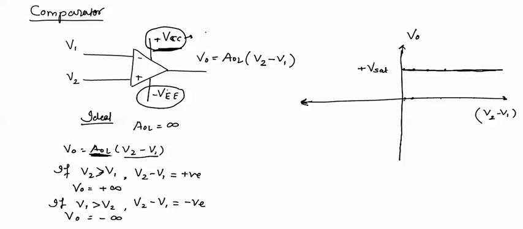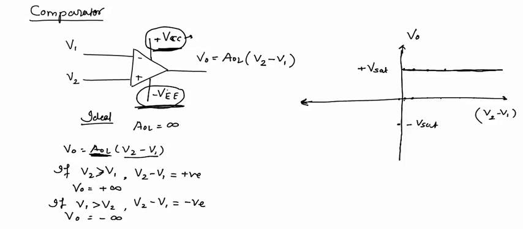Now if V2 minus V1 is negative, we are applying a negative difference. If the difference is negative, then this negative difference will be multiplied with infinite, and in this case the output will be minus infinity. So for a small negative difference, the output will go to minus infinity, but we know that the output cannot exceed this negative voltage, so it will saturate to a voltage minus Vsat.